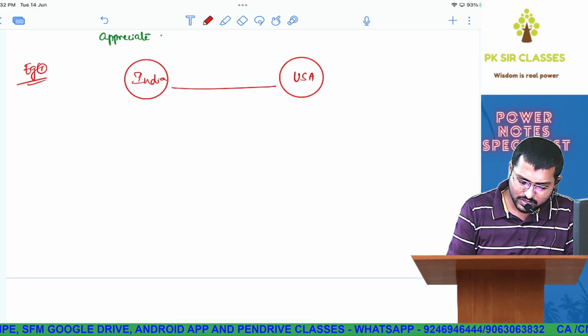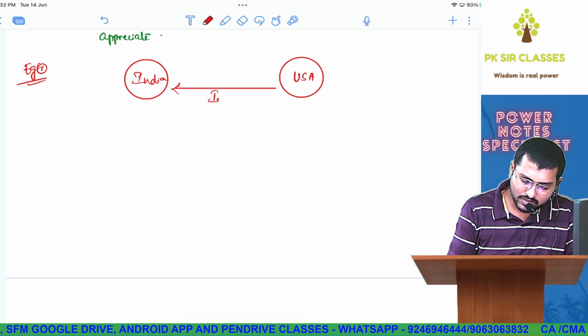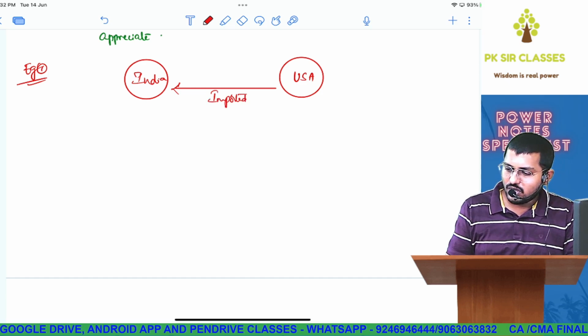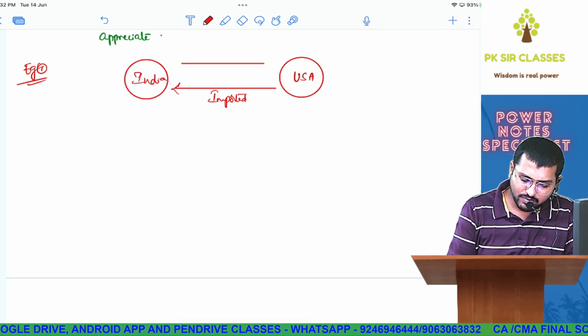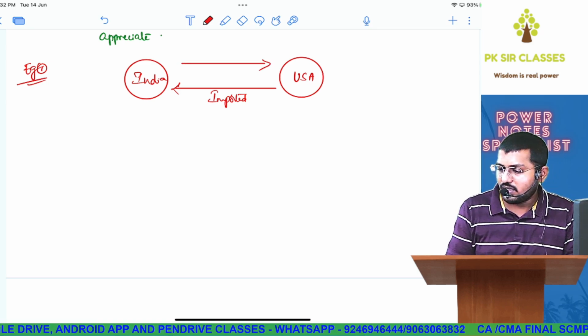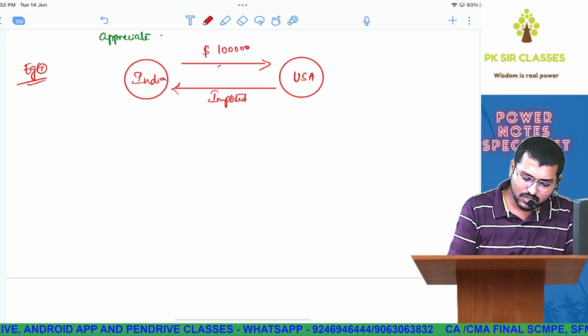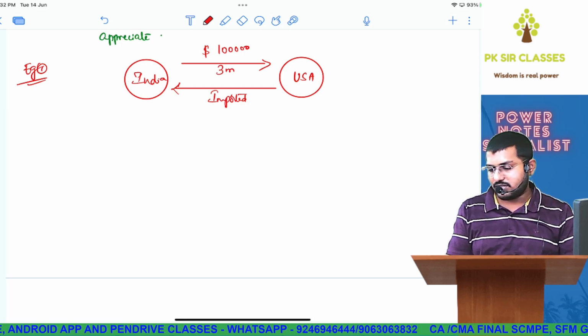So from the US, what we have done is that we have imported goods. Obviously, if we have imported, we need to make payment. Let's say the payment that you have to make is $100,000, and that you have to do that in 3 months.